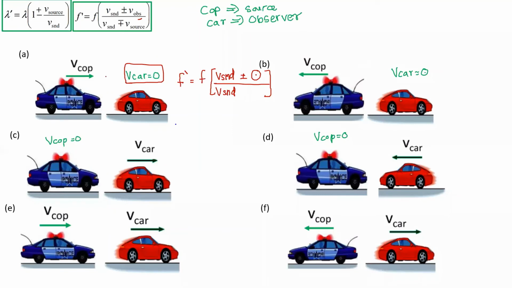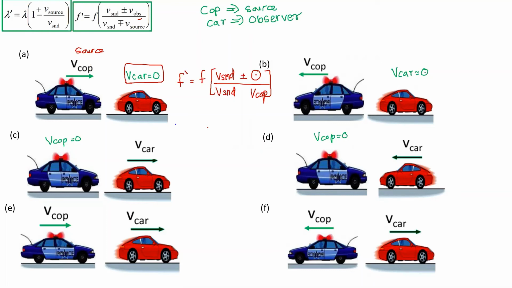Okay. Our source, the cop, is the source, right? This car is the source. So I'm going to write V cop here. That means we get that term. Now you all are going to tell me what is the sign. Is it plus or minus?